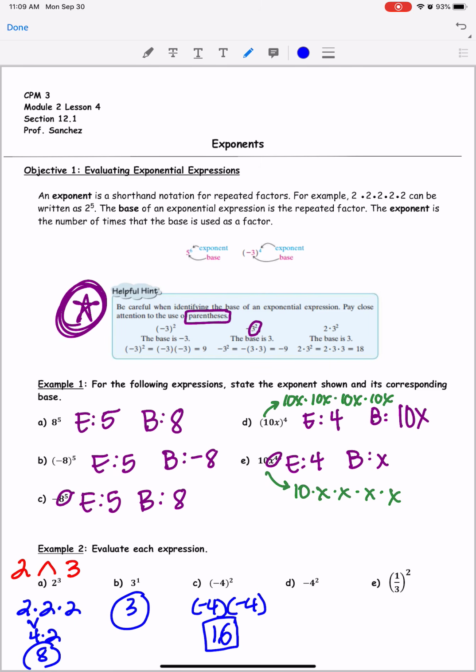On D, however, the only thing that's getting squared is this 4. So we've got 4 times 4, which is 16, but then this negative needs to be right here out front. So your answer here is negative 16. And then on E, we're squaring. So that means we've got 1/3 times 1/3, multiply straight across. 1 times 1 is 1. 3 times 3 is 9.